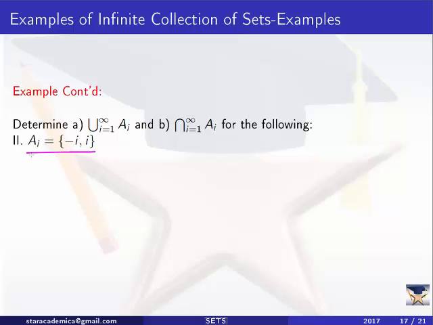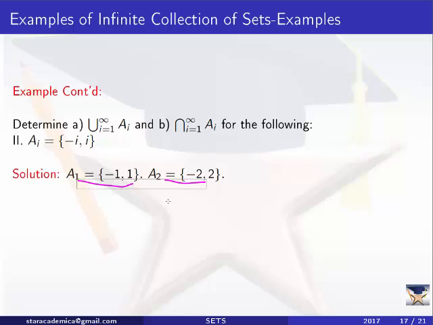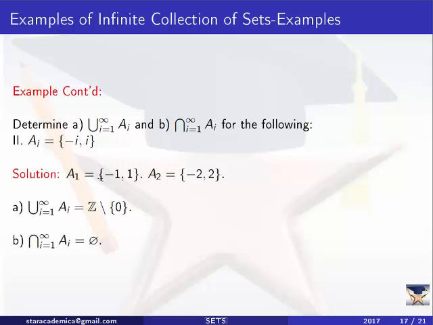Another example where we have Ai, which is minus i, i. It's a 2-element set. And A1 will be minus 1 and 1, A2 minus 2 and 2. So what's the union? You put them together, all of them. We are missing 0, so it is the integers minus 0. What about the intersection? A1 and A2 have nothing in common, so the intersection is empty.